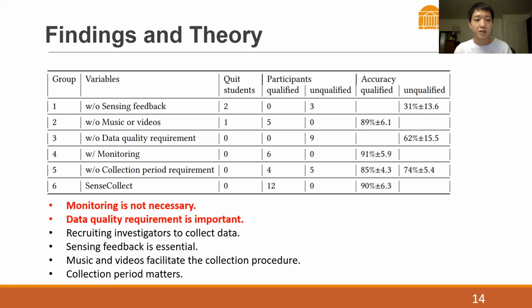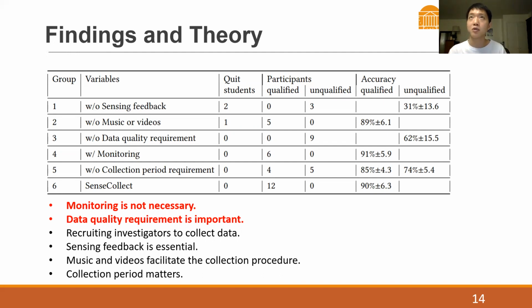It turns out monitoring is not necessary. To secure the data quality, we only need to tell the participant that if the data quality is too poor, we don't pay you. In this way, the participants will try their best to give you good quality data. This is very similar to the factory. When we recruit many people to monitor the workers to make good quality products, it usually doesn't work well.